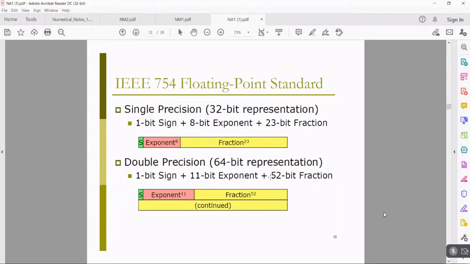Then there are 32-bit systems and 64-bit systems. This is the way we store a number in a 32-bit system: 1 bit for sign, 8 bits for exponent, and 23 bits to represent the fraction. Similarly, in a double precision system, we have this process.